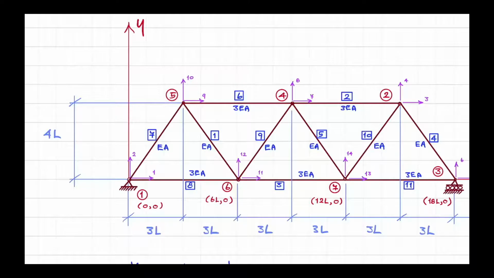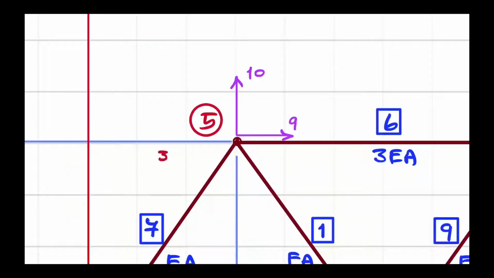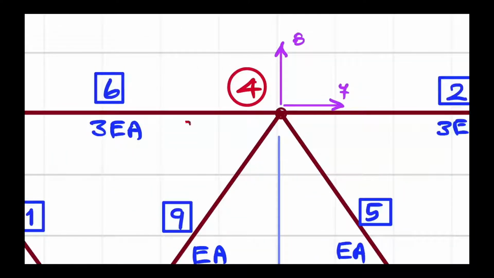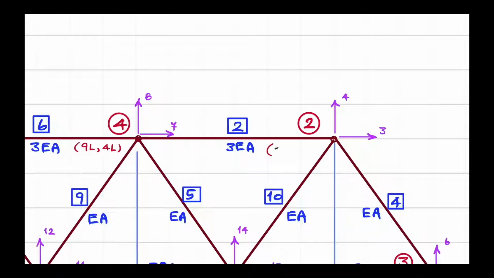Number 5 is 3 and 4. What else? 1, 2, 3. So this is 9 and 4. And 15L and 4L.